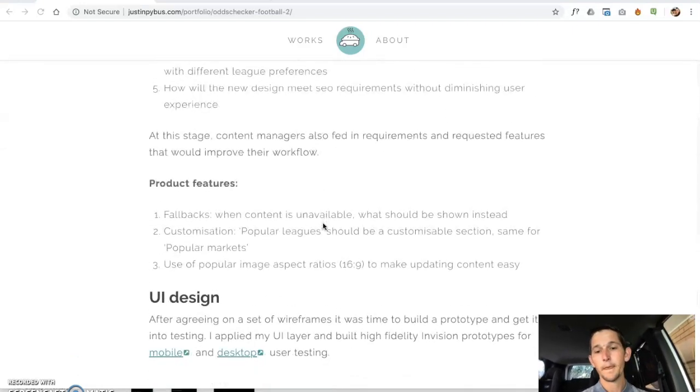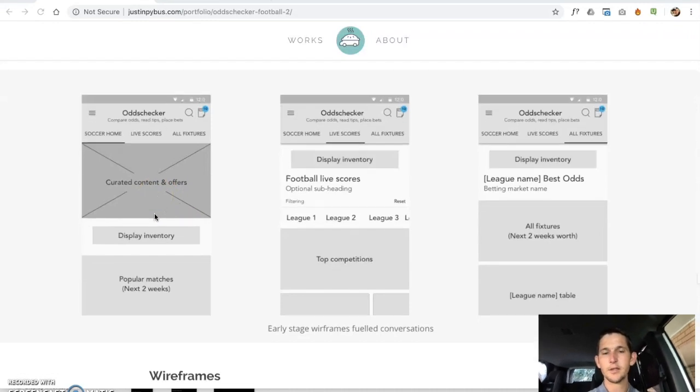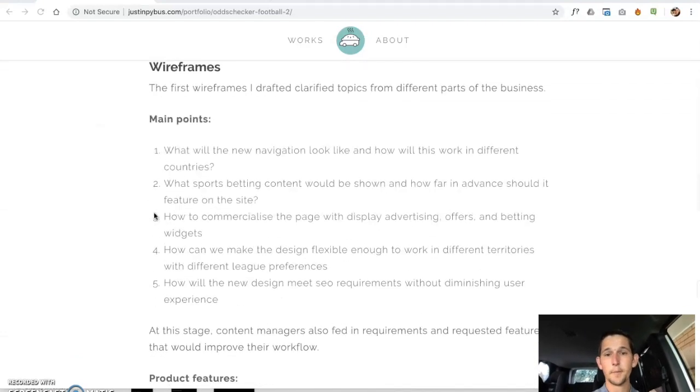So yeah, we ran them past the content managers, and one of the products of those conversations was having fallbacks. So for example, when content's unavailable, like when none of the betting odds are available, or when none of the offers are available, what should we show instead? So these were all some of the initial thinkings that we got out of these conversations. It was extremely important.